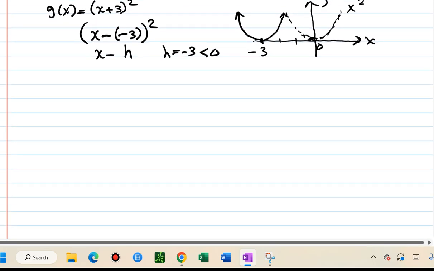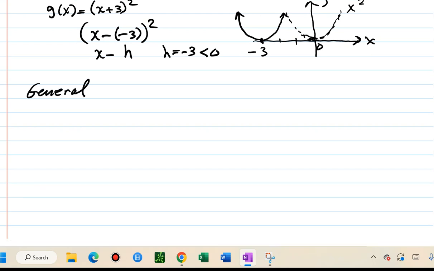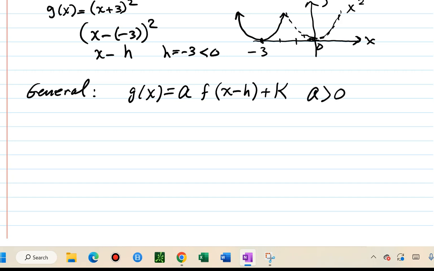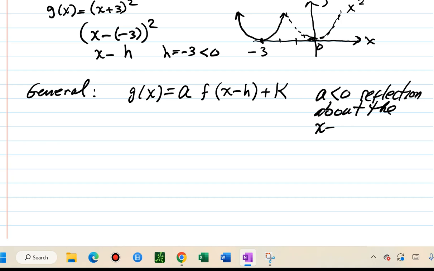Now, all in all, we can put this together. So the general form of our transformations is this way. g of x is going to be, again, a times f of x minus h, plus k. And remember, if a is negative, then we have a reflection about the, which axis? The x-axis. And there we have it.